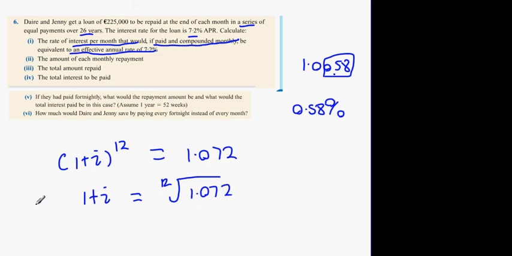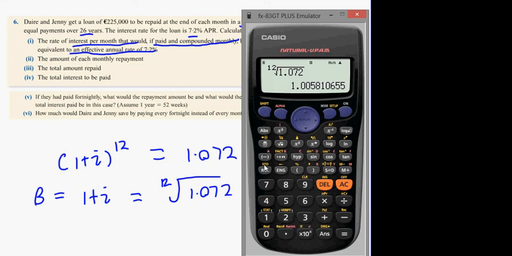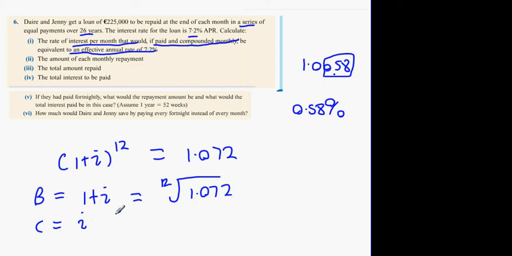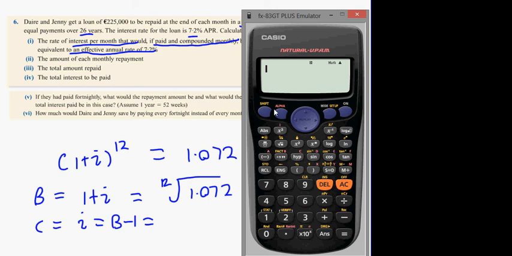Okay, now we're going to save this B amount. We're going to get our calculator back up. Now this is our B amount, so shift, store as B. Okay, our C amount is the I amount, which is B minus 1. Take 1 away from it. So alpha B minus 1.